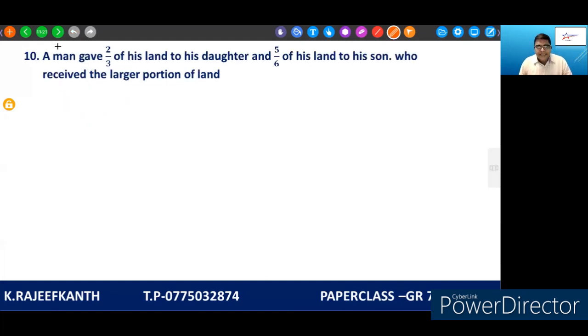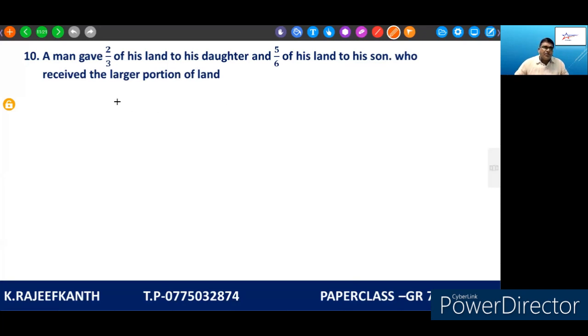Then question number 10. A man gave 2/3 of his land to his daughter and 5/6 of his land to his son. Here there's a father. He gave two-thirds of his land to the daughter and 5/6 of his land to his son. Now the question is, who received the larger portion of land? So now we have to compare the fractions, isn't it?